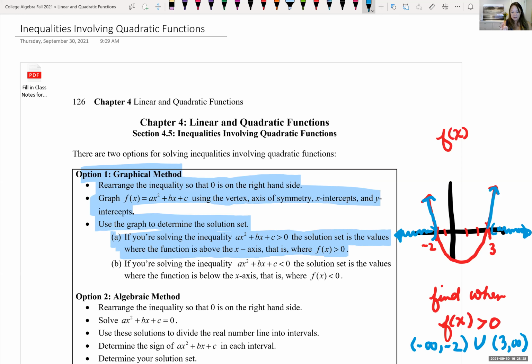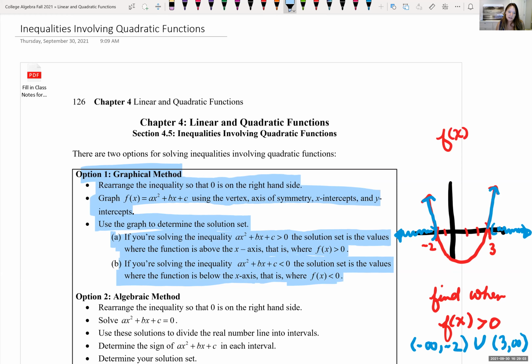Similarly, we would do the same thing for less than 0. You would be looking at the x values that gave us the piece of the graph that fell below the x-axis, or when our y values are negative. Let me read that now. If you're solving an inequality ax squared plus bx plus c is less than 0, the solution set is the values where the function is below the x-axis. That is where f of x is less than 0. So that's one way to do it, looking at it graphically.